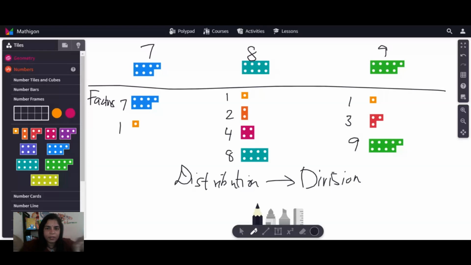So, whenever a question has a certain number given and you have to distribute it to various different groups, or keep on giving it to many people or putting it in many baskets or many groups you want to make, that's a problem of factors and that's a problem of division.